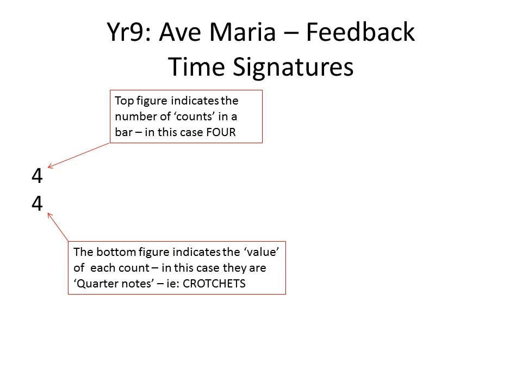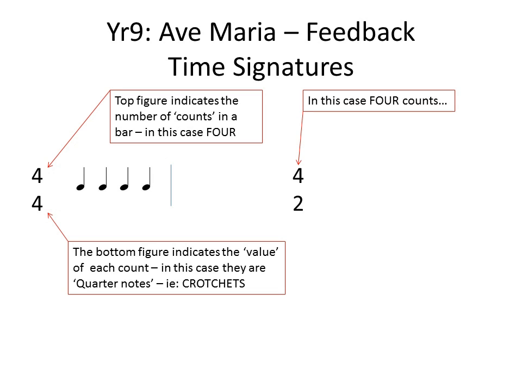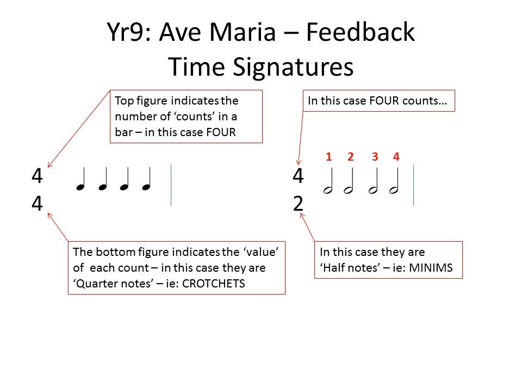4/4 is the most common time signature that you come across. In fact, it is called common time. The top figure indicates the number of counts. This time it's 4. The bottom figure is quarter notes, crotchets. So therefore, there are 4 counts in each bar, and each one is worth a crotchet. Similarly again, 4/2, in this case, 4 counts in a bar, but half notes indicate minims, so each count is worth a minim.